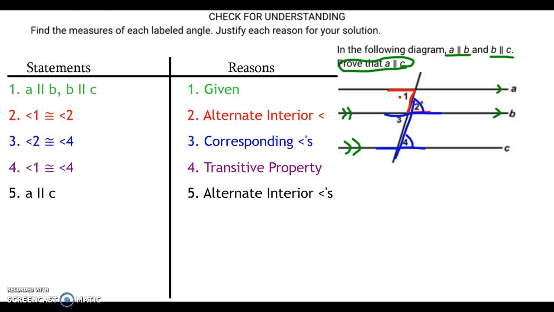Angle 2 is congruent to angle 4, which of course means that I can take both angle 2's and identify angles 1 and 4 as being congruent. They're congruent by the transitive property. Step 5 is that line A is parallel to line C because of alternate interior angles. Don't believe me? Check this out.